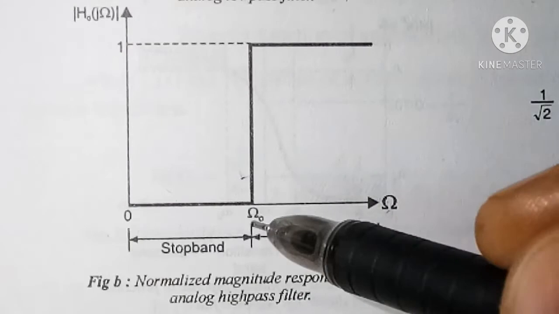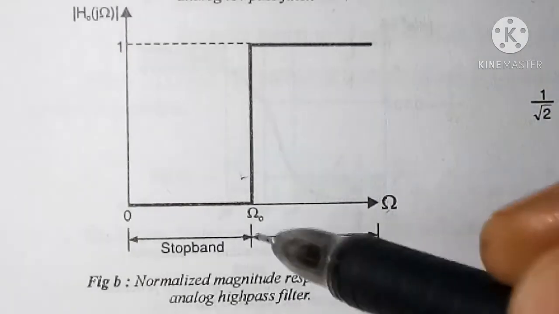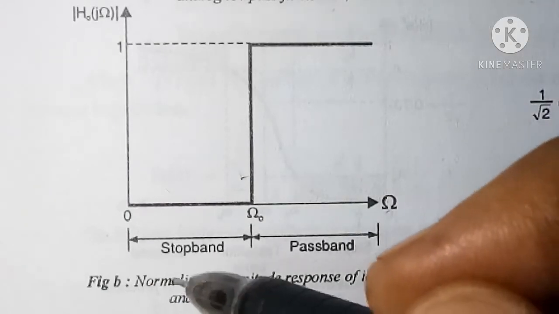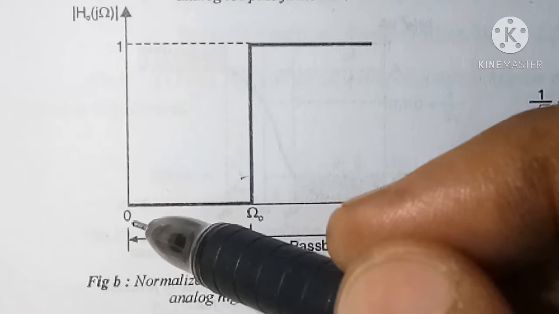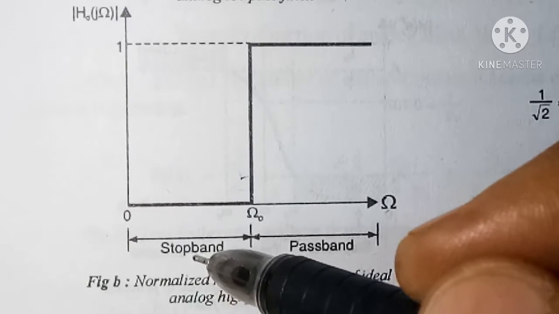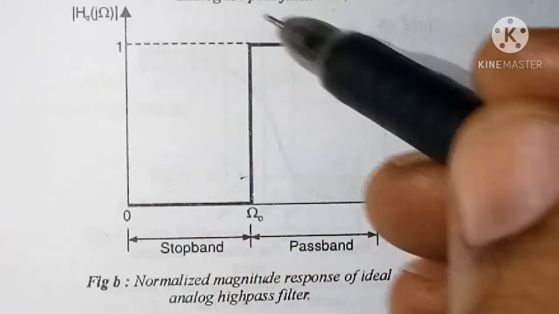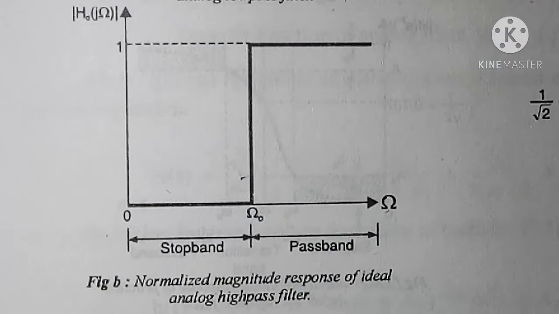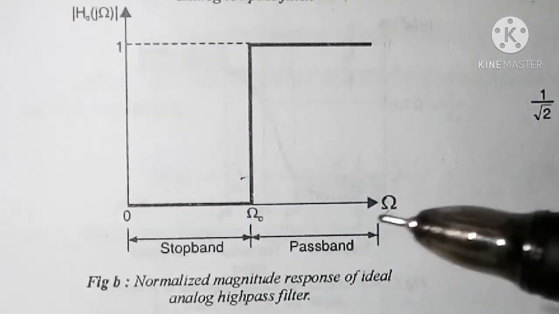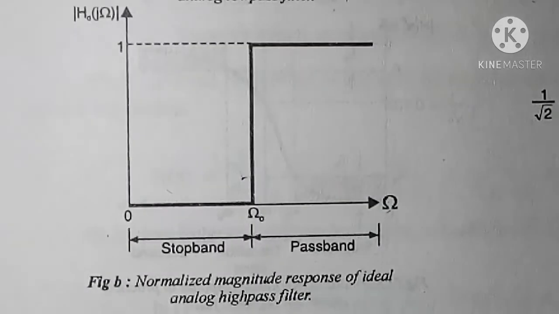For frequency omega c to infinity, the range of frequencies is called passband, and the range of frequencies from 0 to omega c is called stop band. Here also you can see the rectangular shaped magnitude response of ideal filter. Once again, when we design a high pass filter, the frequency response will not be looking like this. It will be something different. What is that then? Now we will see.